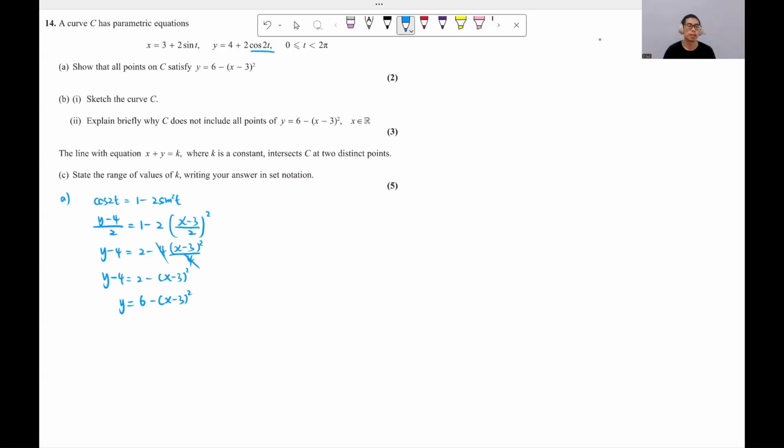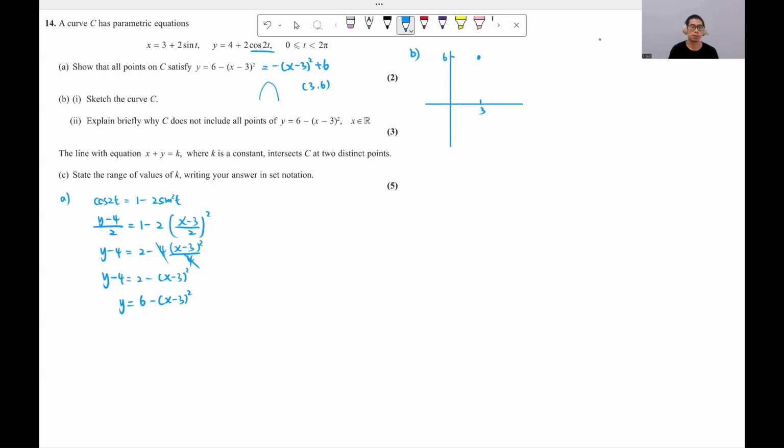Quite simple. And then part B, sketch the curve C. This is just a quadratic, and if we rewrite it, it is negative (x minus 3) squared plus 6. So it's a negative quadratic, and it has to look something like this. The turning point is (3, 6). Because the turning point is (3, 6) and it's a negative quadratic, I'll put 3 somewhere here, 6 somewhere here.